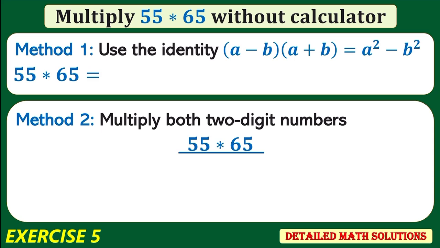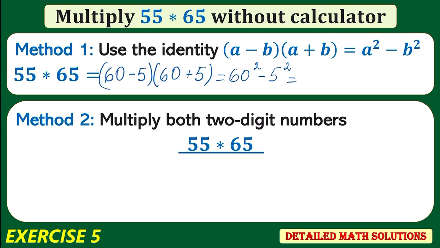Next, exercise 5. Multiply 55 by 65. Again, when I use the identity, I can write 55 as 60 minus 5 in parentheses multiplied by 60 plus 5. This equals 60 squared minus 5 squared. This equals 3,600 minus 25. When I subtract these two numbers, this equals 3,575.